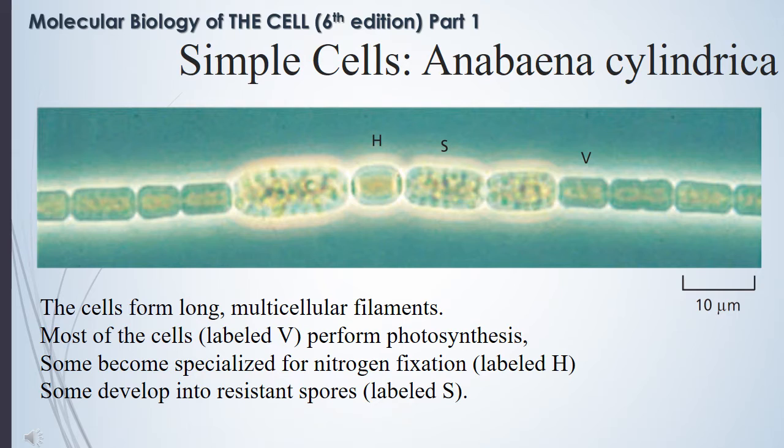Here is an interesting bacteria known as Anabaena cylindrica, which is a cyanobacteria, which means it photosynthesizes. In this image we have a sequence of cells. Now this is not a multicellular organism, but these cells can form multicellular filaments. Most of these cells are photosynthetic, but some of them become specialized for nitrogen fixation, labeled H, and some of them become spores, labeled S.